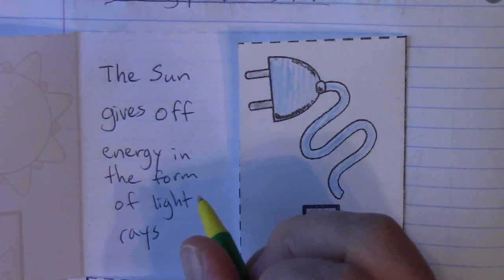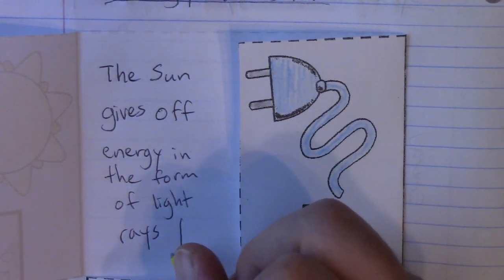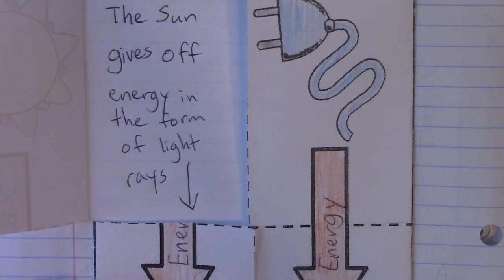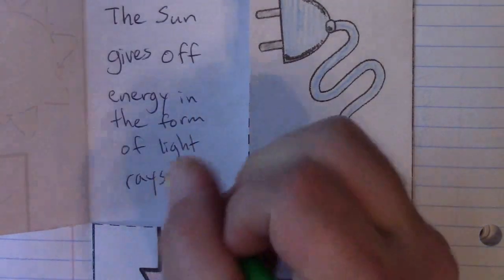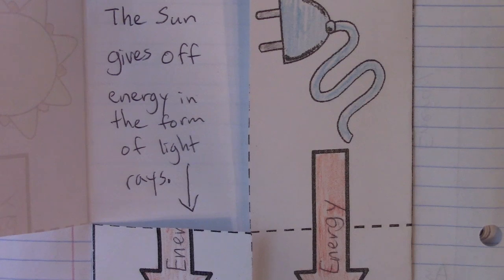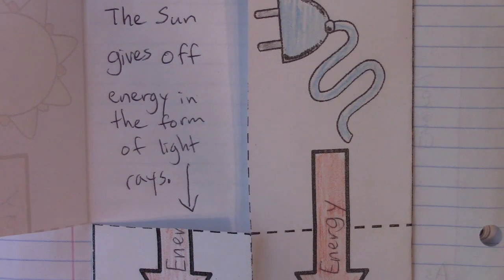Okay? And then I have an arrow that's pointing down. So the sun gives off energy in the form of light rays. We get light rays from the sun, sun rays. Again, we don't see these directly. We see the effects of them.